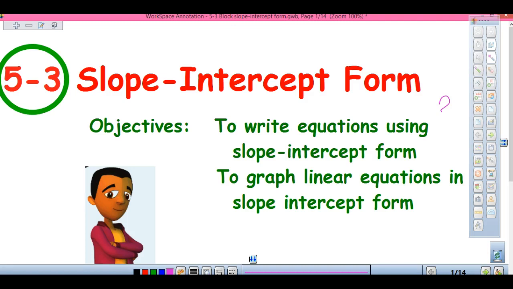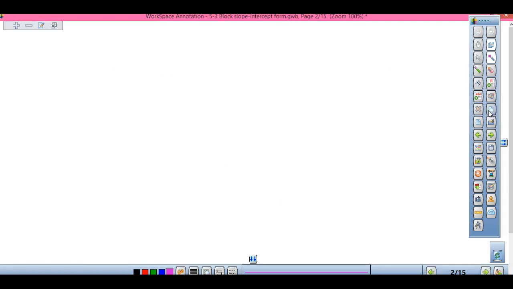Yesterday and the day before, it was all about slope, right? And that was the basis for how we start with an equation of a line. We need two things for an equation of a line: we need the slope, and we need what we call the y-intercept. You're going to want to put this in your notes somewhere.